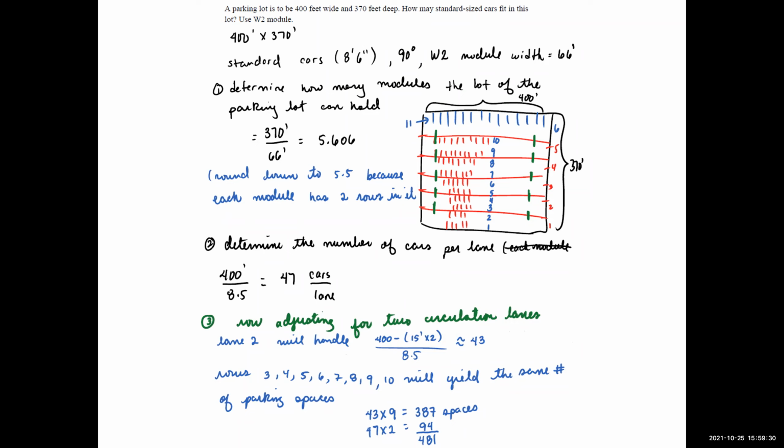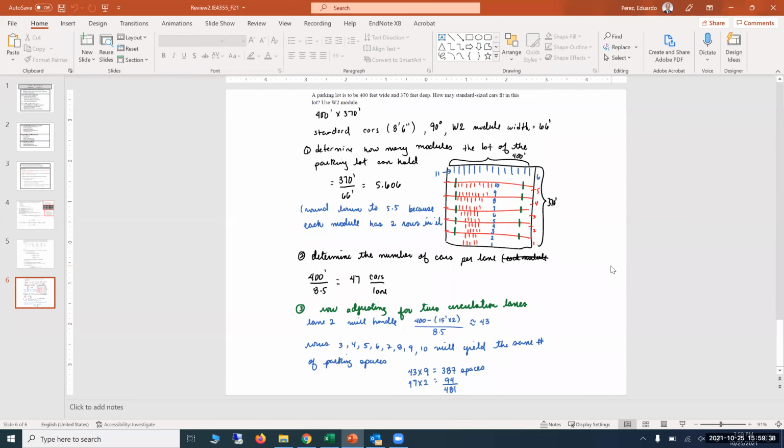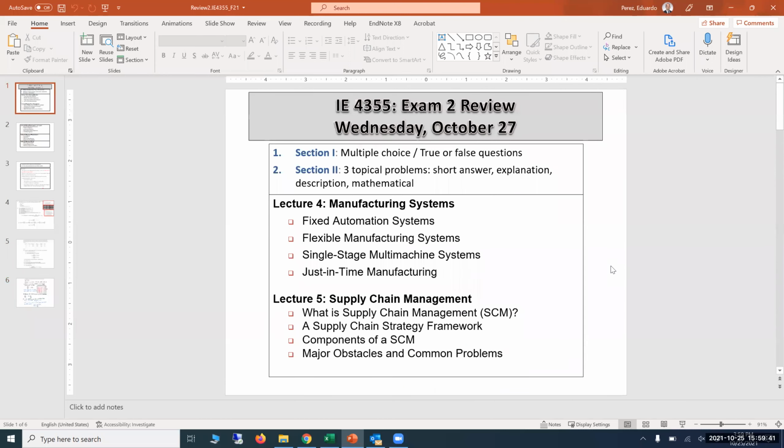Questions? Okay, so that's the last example. Any questions about the exam, the review? Everything will be available on Canvas. The exam is on Wednesday. I will send an email today or tomorrow to remind everybody about the exam. But again, everything is stated here in the slide. So questions?